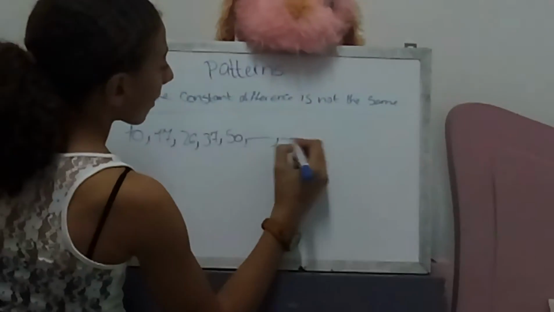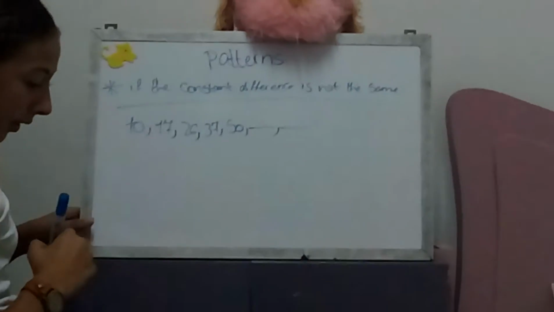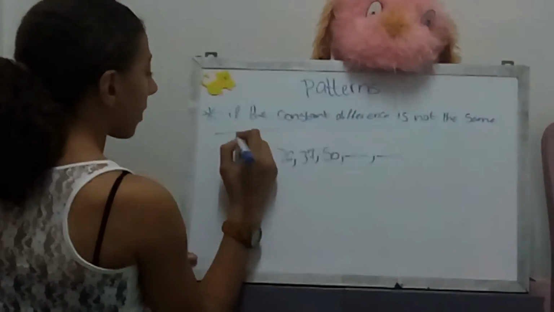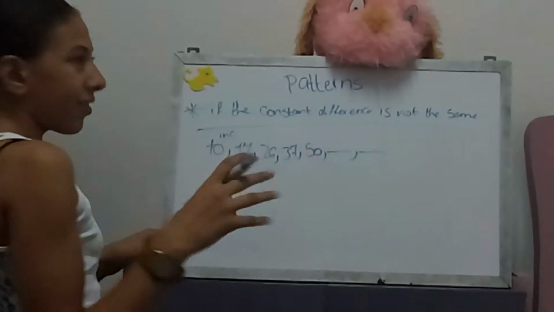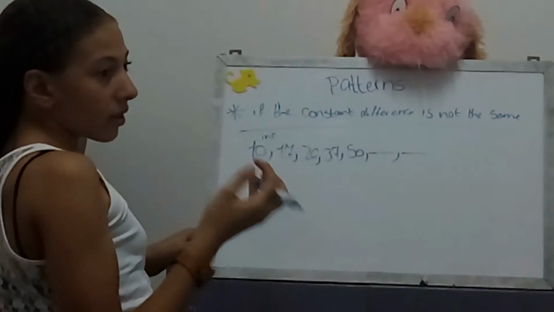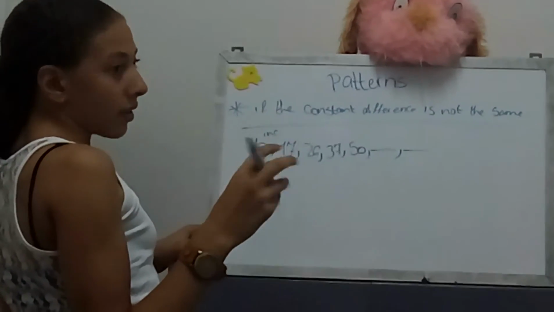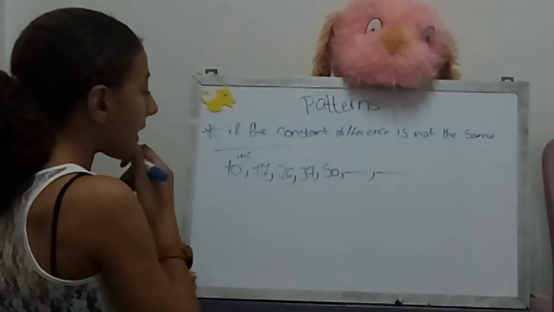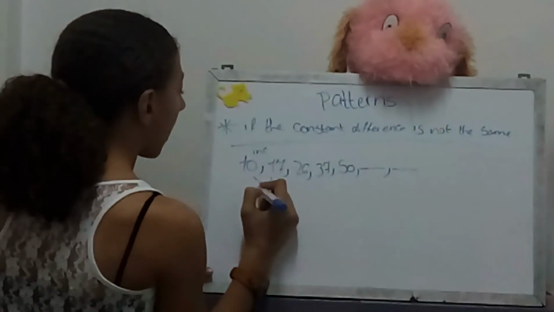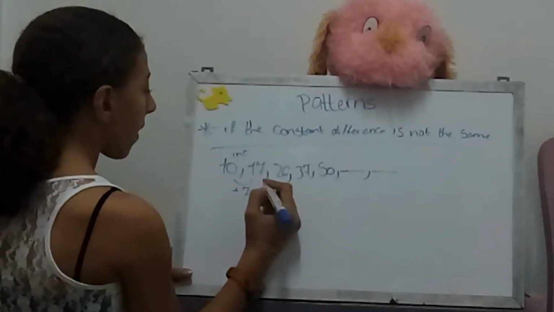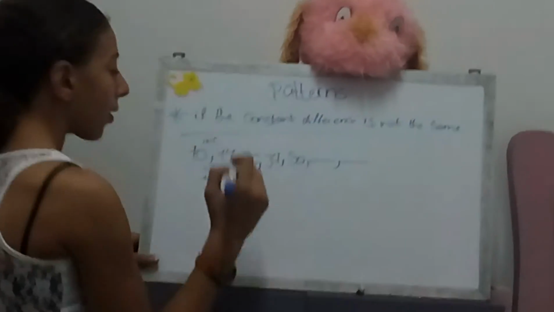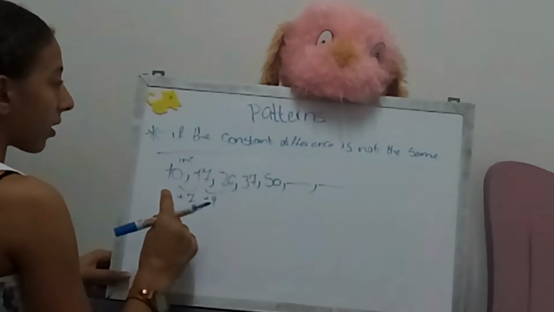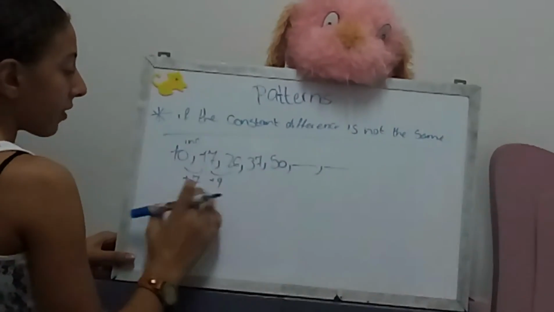I wrote the answer. Okay, so let's see. First of all, the pattern is increasing. They don't actually ask you if the pattern is increasing or decreasing. They rarely ask if it's increasing or decreasing. Okay, so from 10 to 17 we add 7. From 17 to 26 we add 9. This is what I mean, that the differences are not the same.